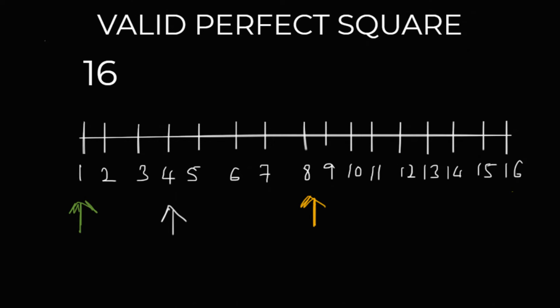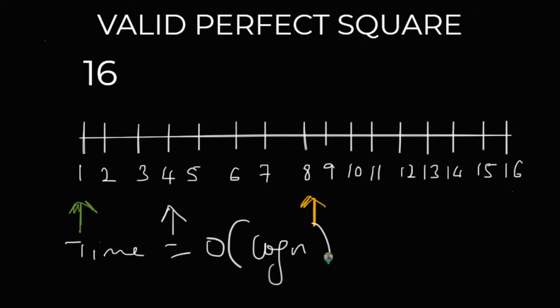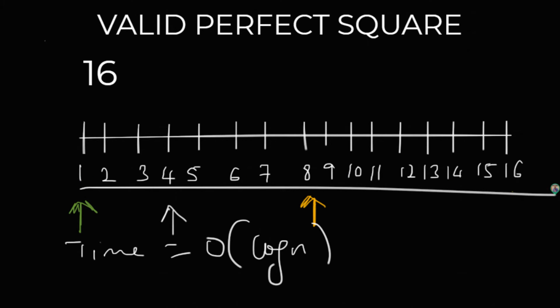So what's the time and space complexity of this algorithm? For time complexity, it's going to be O of log of n since we're using binary search. We're eliminating half the elements every time. At first we had 16 elements to go through, then we had 8 elements, and then we had 4 elements. So we're eliminating half the elements every time, so it's O of log of n.